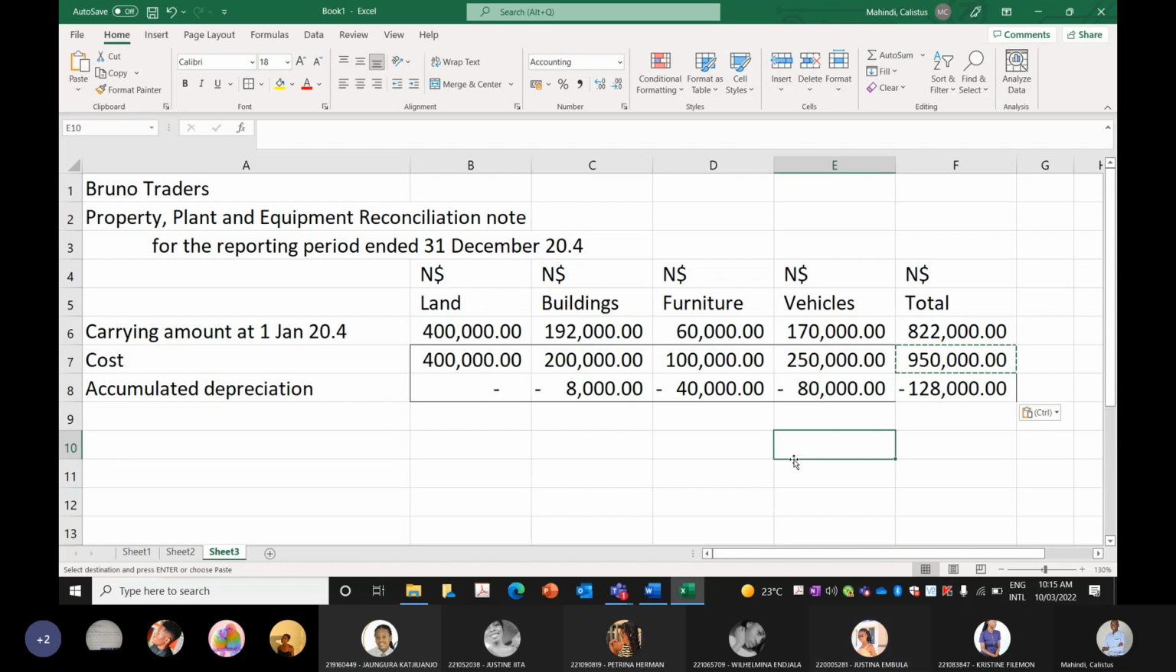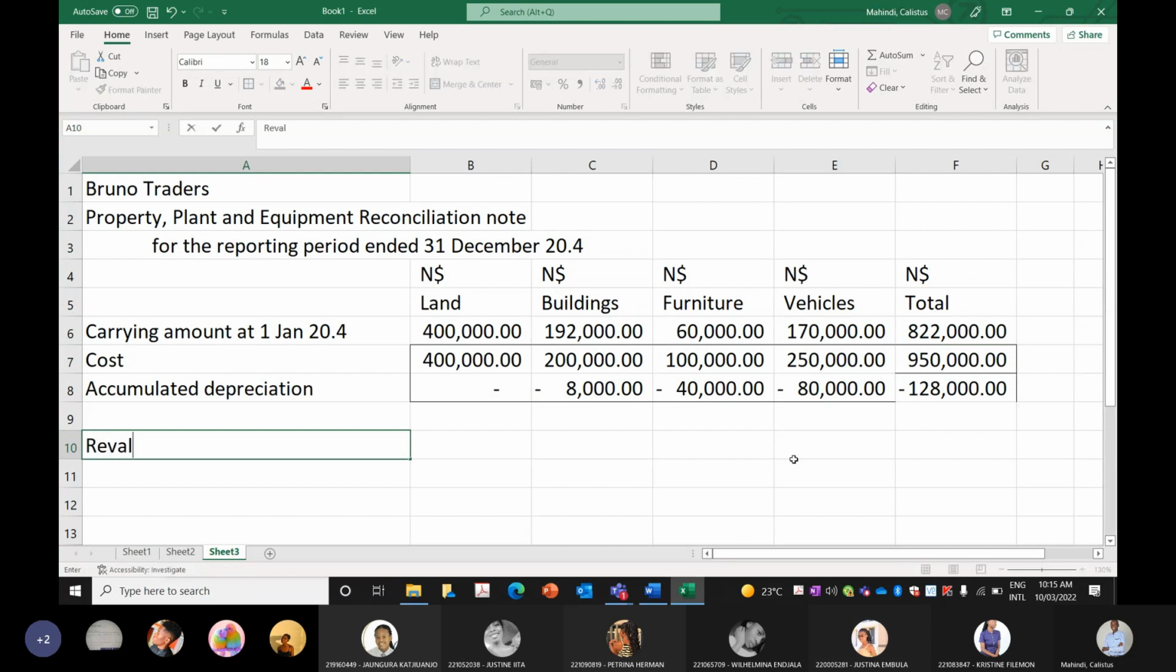And what can the movements be? The movements can be depreciation, right? If you buy property, that's additions. If you sell, that would be disposals. Revaluation will also be part of that. All right, so I'll put all the headings. So let us deal with the land.